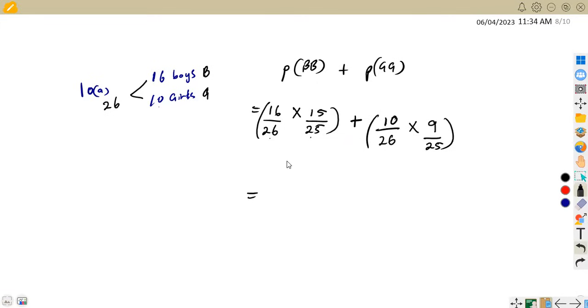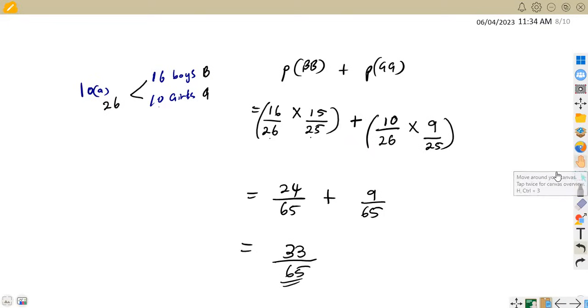So you combine the first part, that was going to be 24 out of 65, plus 9 out of 65. So if we add these two, we're going to obtain 33 over 65. So that was our probability in this case.